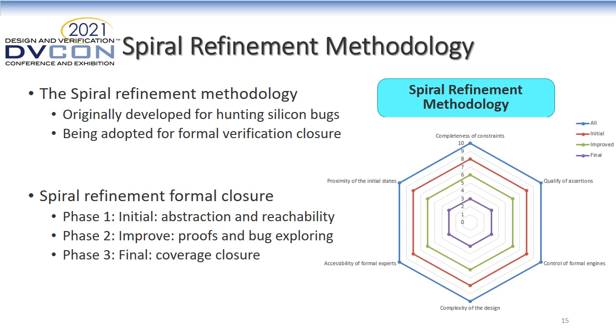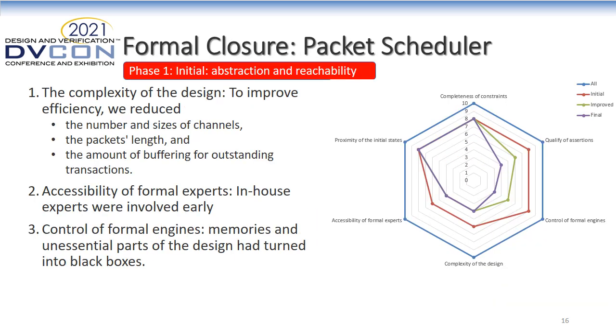In phase 1, we are focusing on abstracting the design. We want to make sure that formal verification can reach deep inside the design. For phase 2, we are focusing on proofs and the bugs, exploring the bugs found by formal verification. And for phase 3, we are focusing on formal coverage. In this case, we want to use this methodology for formal closure on a packet scheduler.